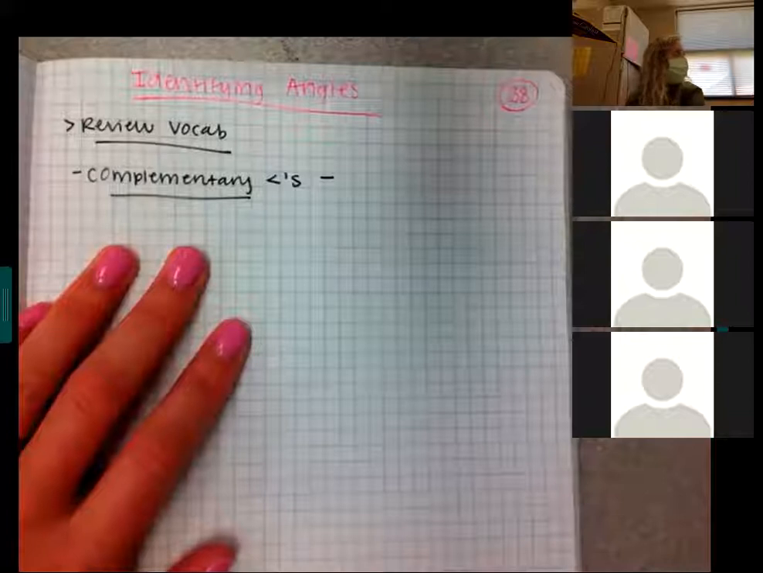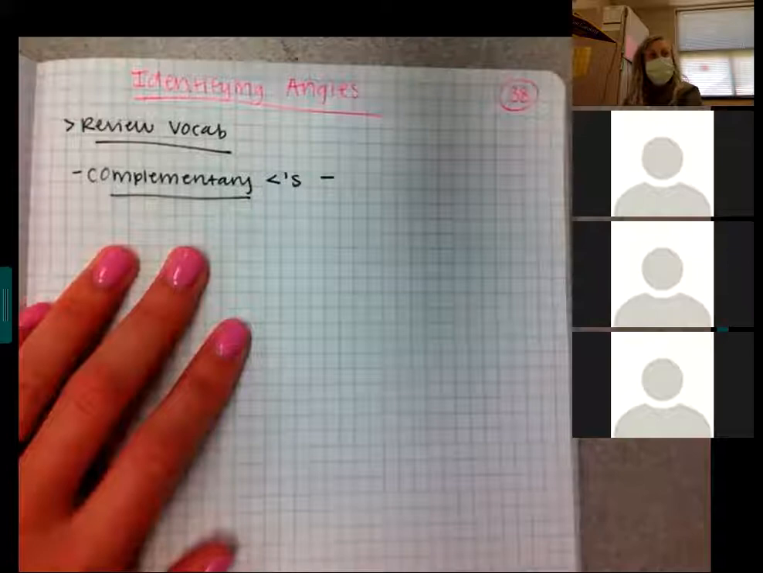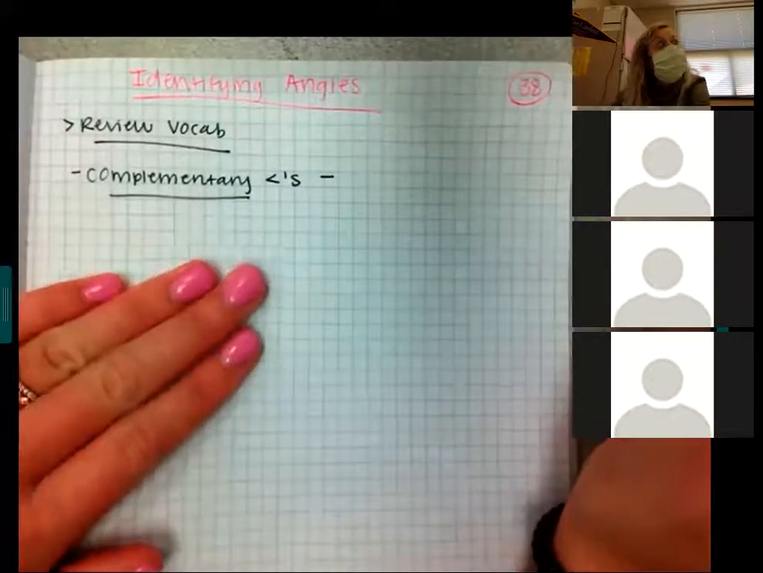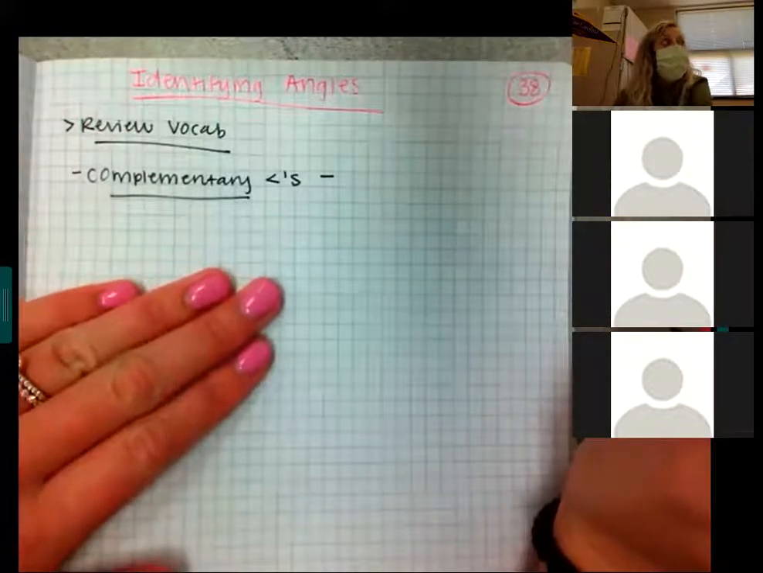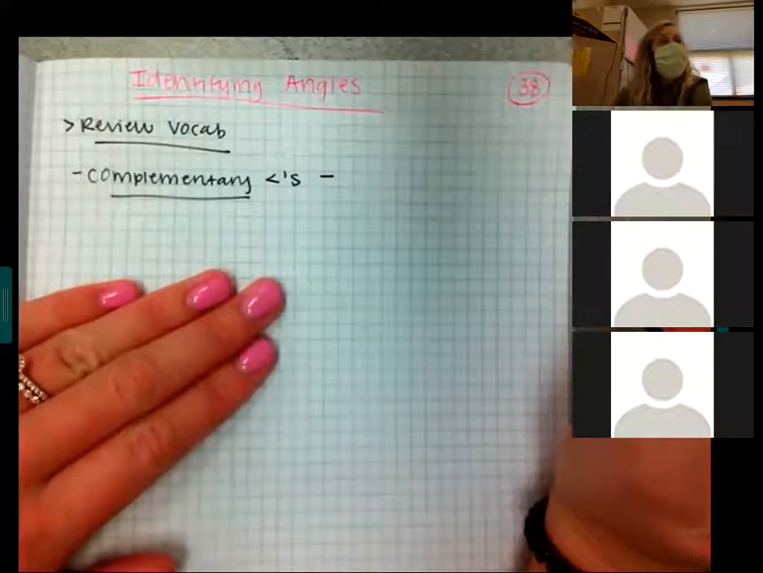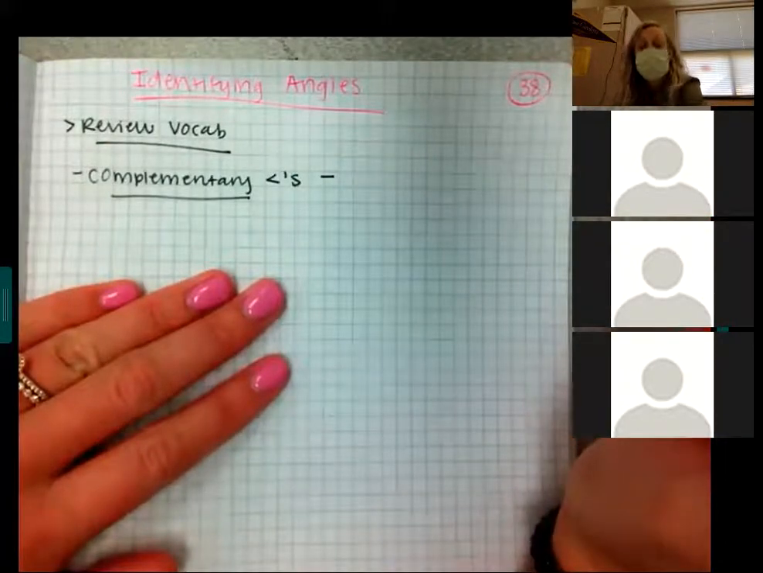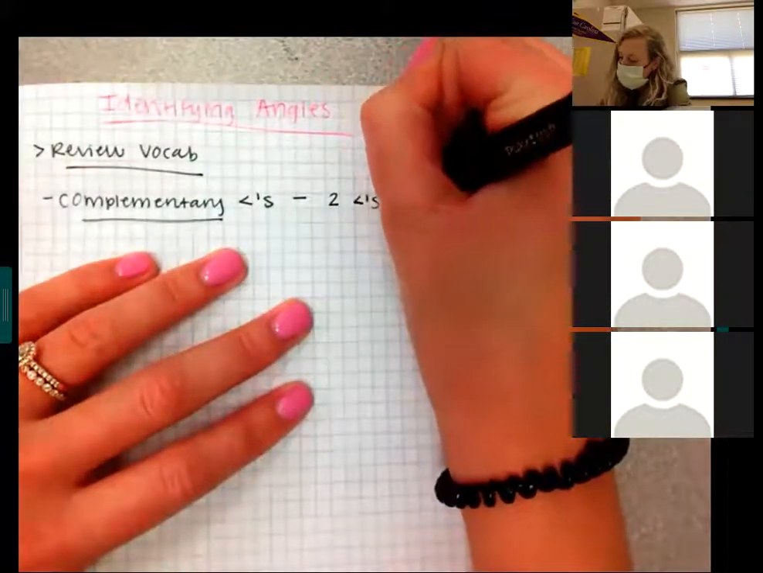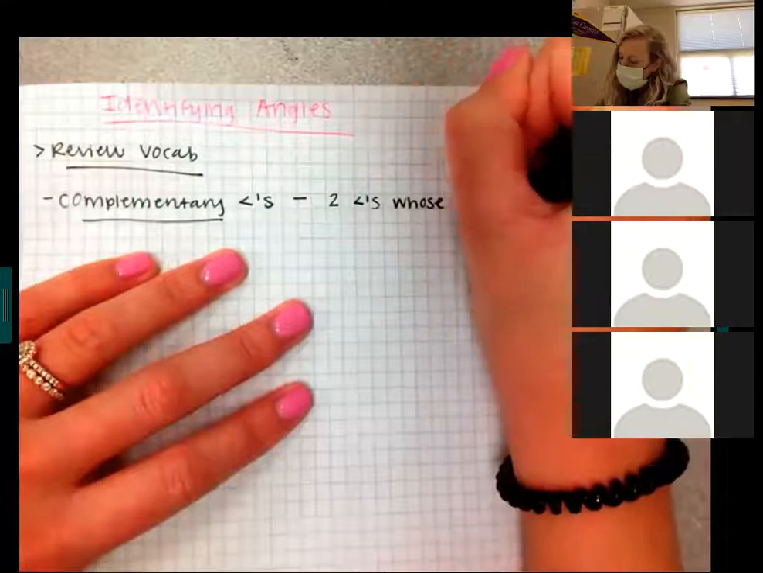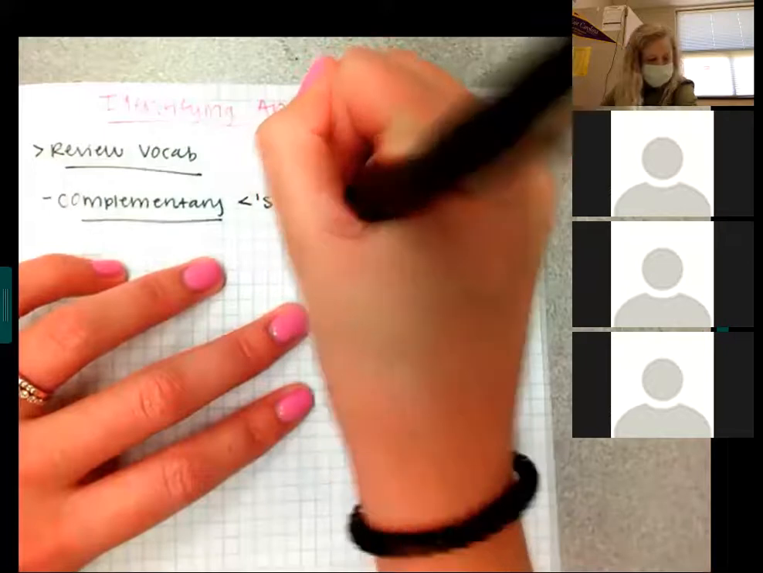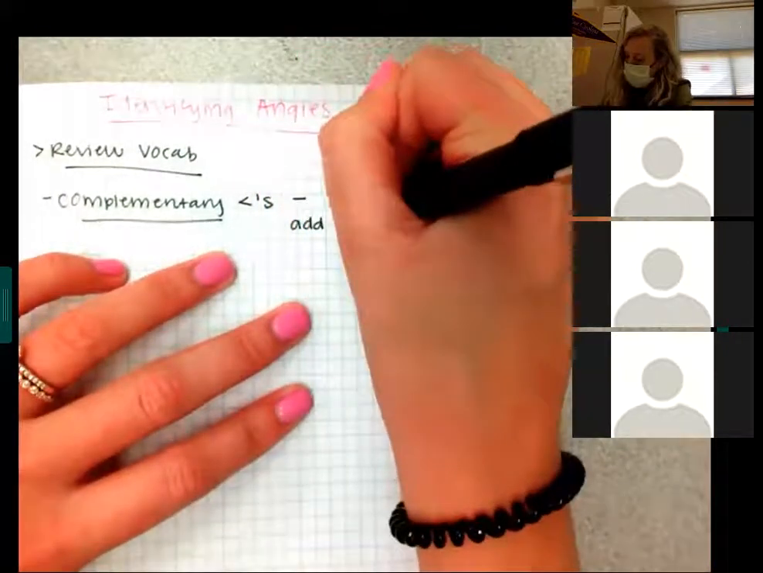Who remembers? I'm hoping Sean's Googling it. Yep, what are they, Sean? They are beside each other, but they're special angles beside each other. They add to something special. It's two angles that add up to 90. Very good. Two angles whose measures add up to 90 degrees.